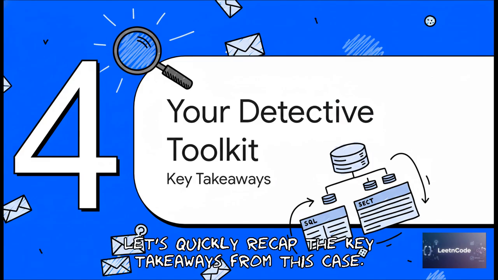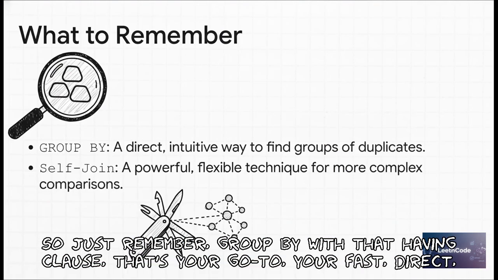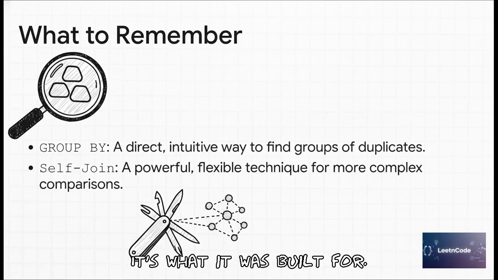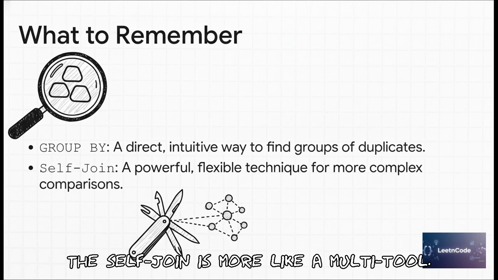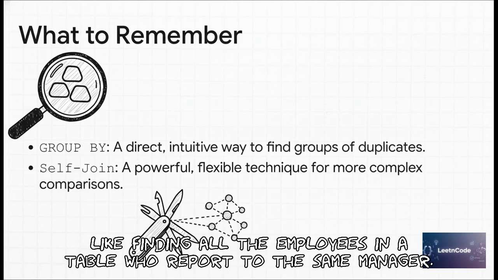Okay, so after all that sleuthing, what new tools have we actually added to our detective toolkit? Let's quickly recap the key takeaways from this case. So just remember, group by with that having clause, that's your go-to, your fast, direct, and efficient method for finding simple duplicates. It's what it was built for. The self-join is more like a multi-tool. It's super powerful and flexible, and it really shines when you need to do more complex comparisons, like finding all the employees in a table who report to the same manager.